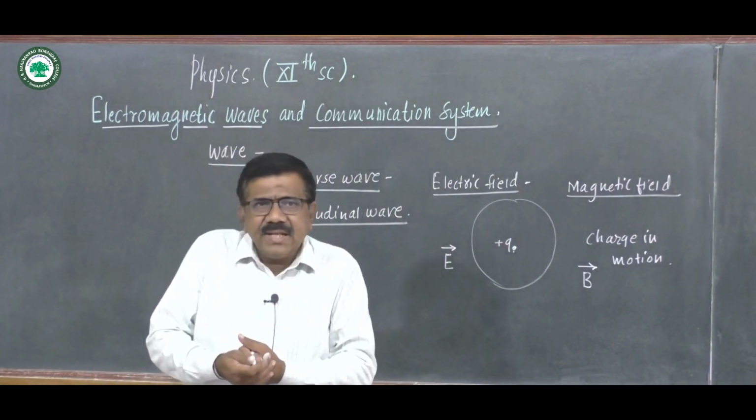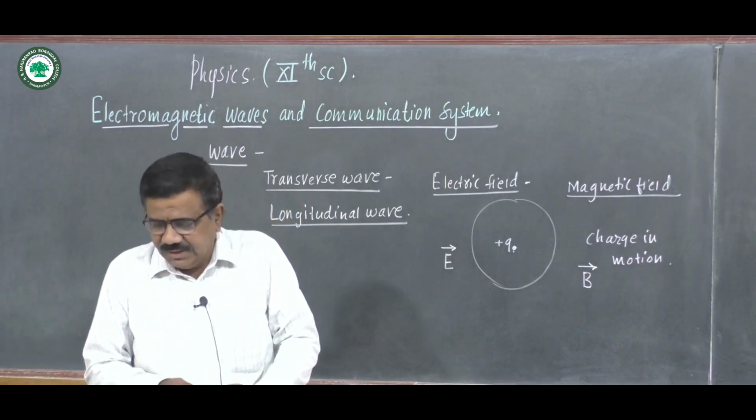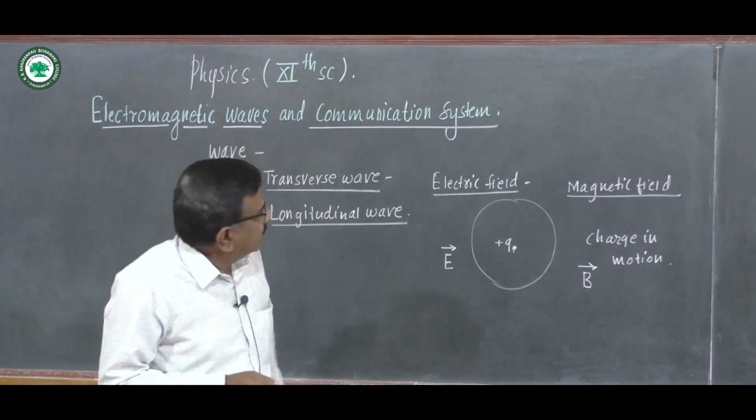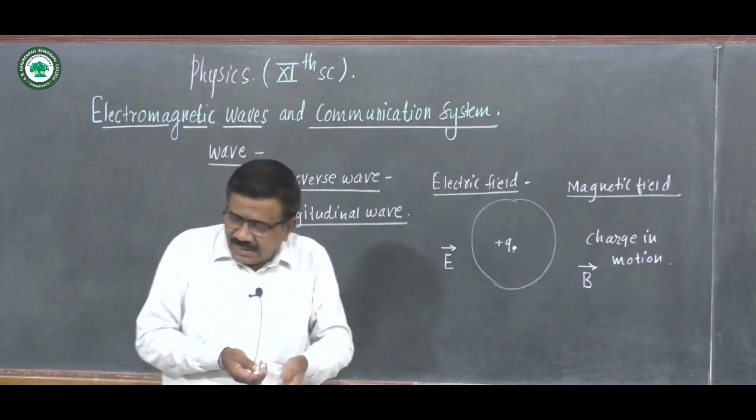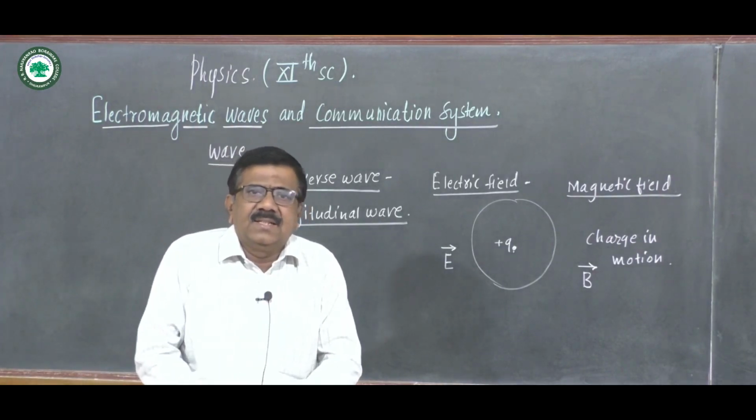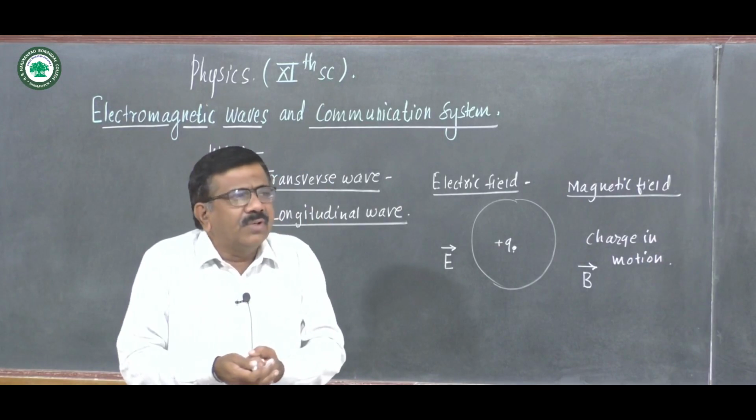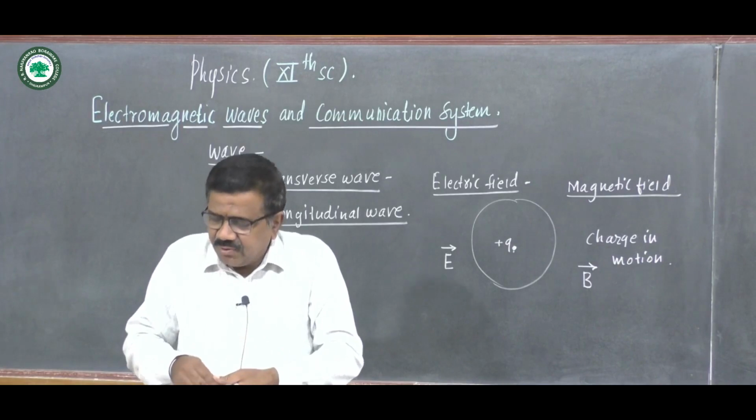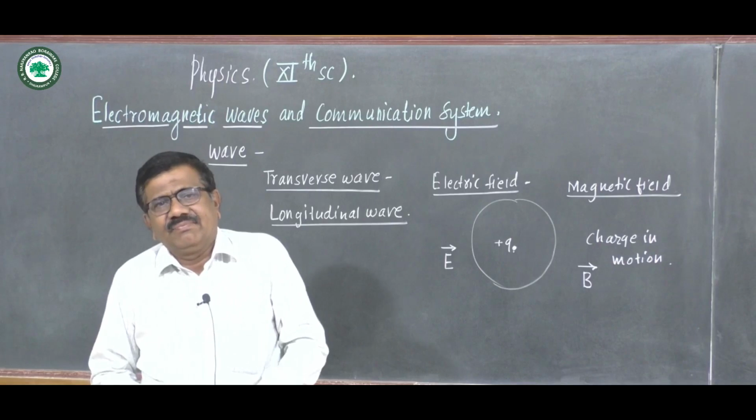We use various devices or gadgets such as television, cell phone, internet. In these devices, we use the waves called electromagnetic waves. Electromagnetic waves are used as carriers for transmission of signals. The signals are transmitted in these devices, that is cell phone, television, internet.